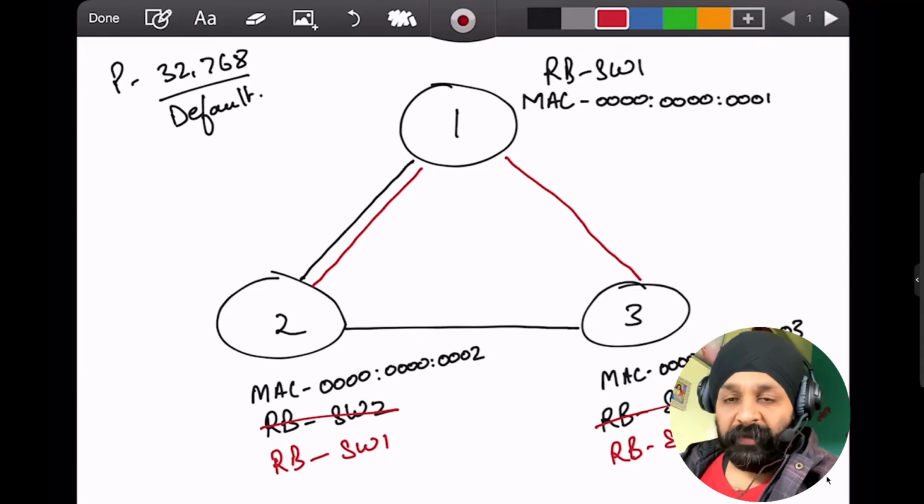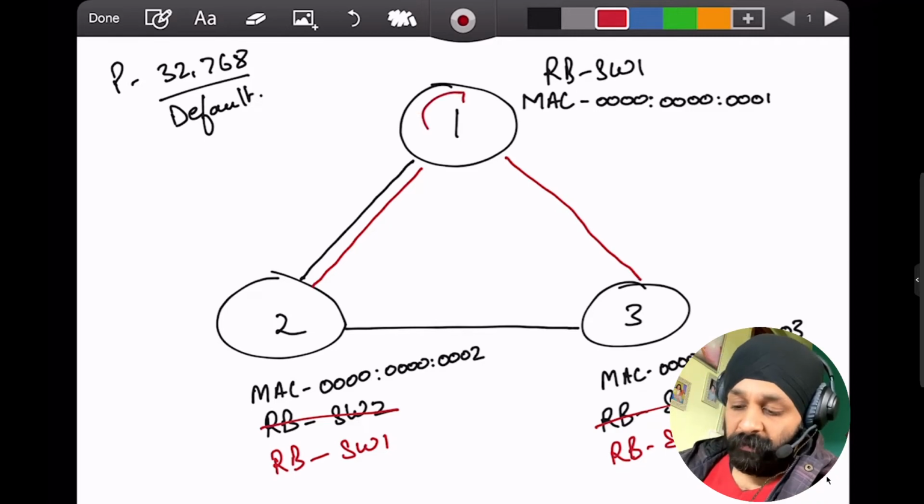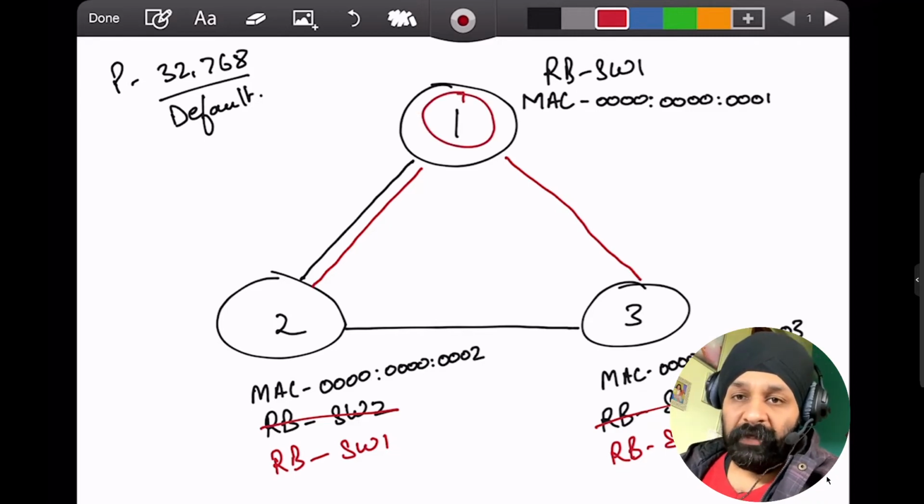Now, if this were to happen before switch 2's BPDU, which was sent to switch 3, and switch 1's BPDU was already there, then switch 3 would have simply dropped switch 2's BPDU and retransmitted a fresh BPDU of its own, saying that there is a superior switch in the network, and that's switch 1, and that's the root bridge. So this is how the root bridge becomes the master of the domain of the STP.